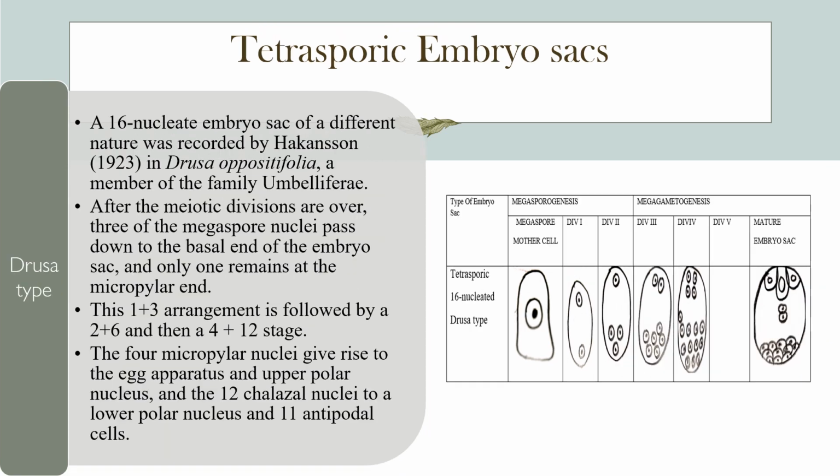Now the Drusa type, which is a 16-nucleate embryo sac, first observed by Hakansson in 1923 in Drusa, belonging to Umbelliferae. Here, children, you will just observe the diagrams. The megaspore mother cell, as a result of meiosis, forms 4 nuclei, 1 towards the micropylar end, 3 towards the chalazal end. You can see here they undergo the first mitotic division, giving rise to 2 and 6. Then another mitotic division, 4 and 12. And they get organized into an egg apparatus, 1 egg and 2 synergids, 2 polar nuclei, and 11 antipodal cells.